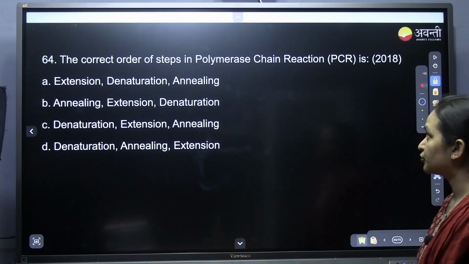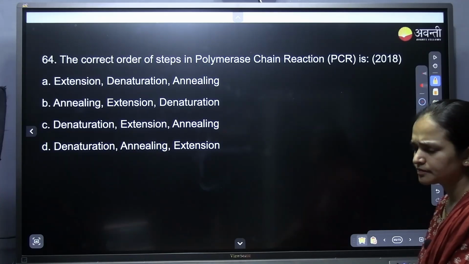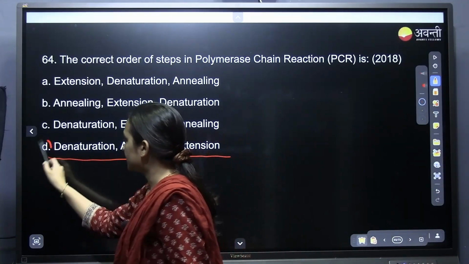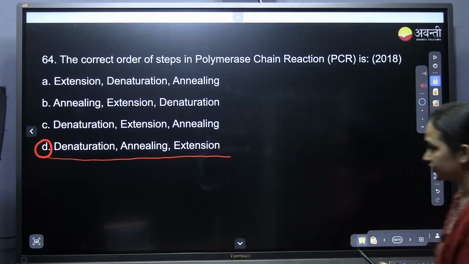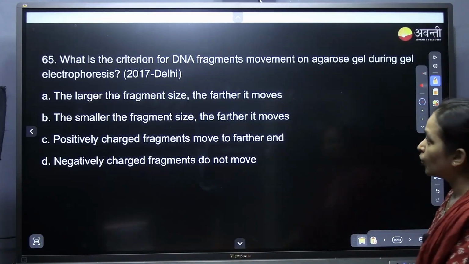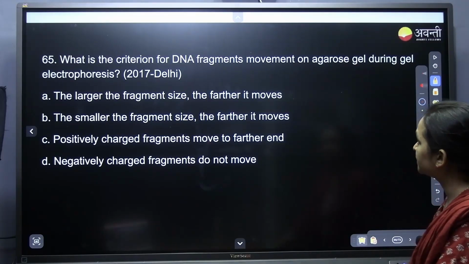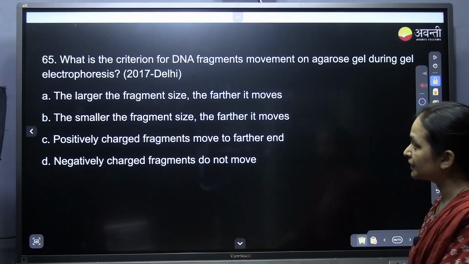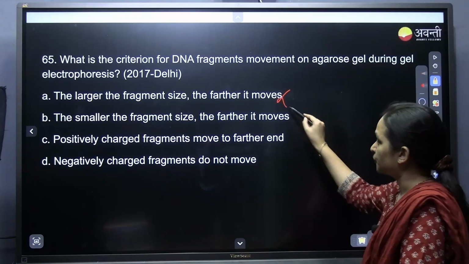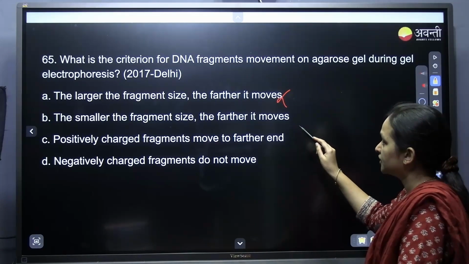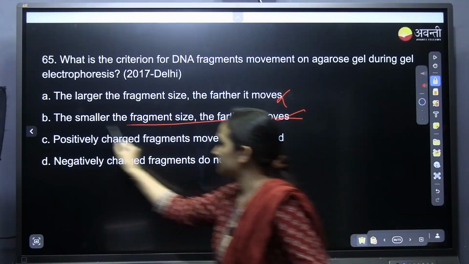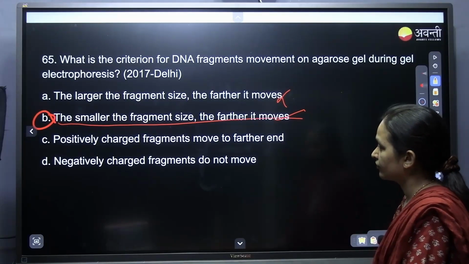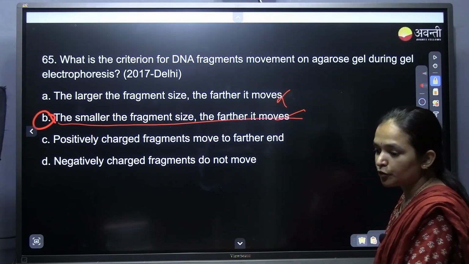The correct order of steps of polymerase chain reaction? Easy. Denaturation, annealing and extension. D for Delhi is the correct answer. What is the criterion for DNA fragment movement on agarose gel electrophoresis? Larger fragments move farther? No. The smaller the fragment size, the farther it moves. Yes. B for Bombay is the correct answer.